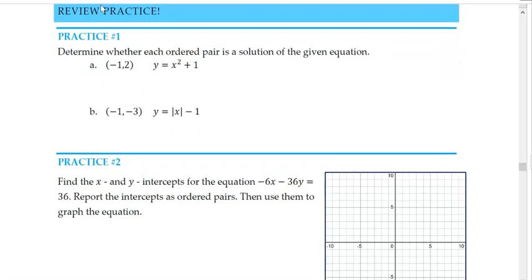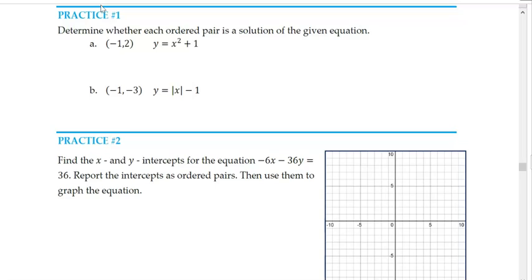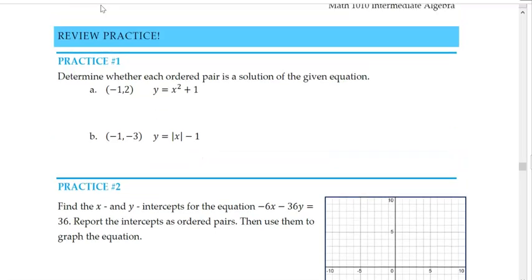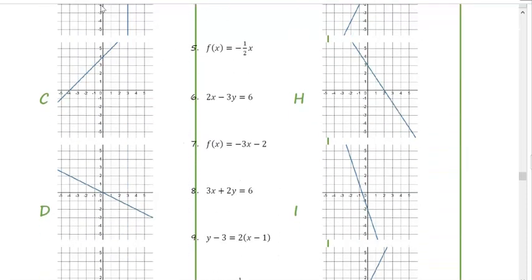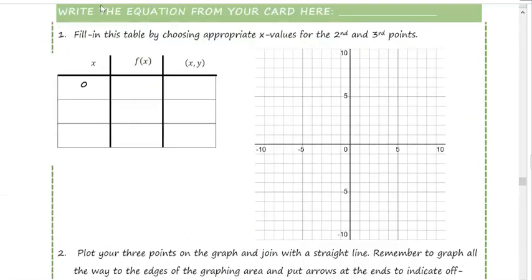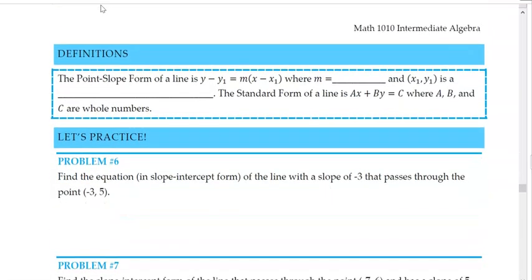Okay. Also, some other things. Here's going to be some review practice that I'm going to have you work on your own, which is reviewing some of those concepts that we talked about up there. And there's little activities and stuff that you can do as well.